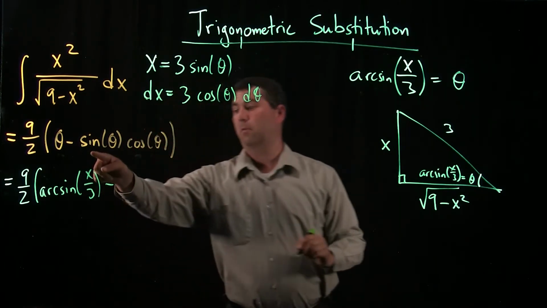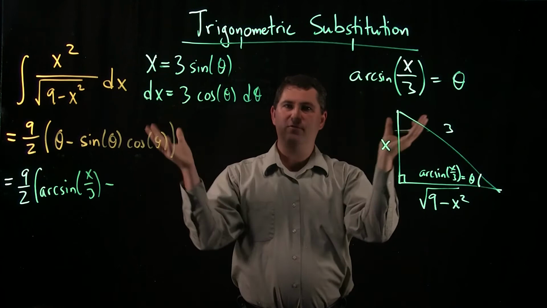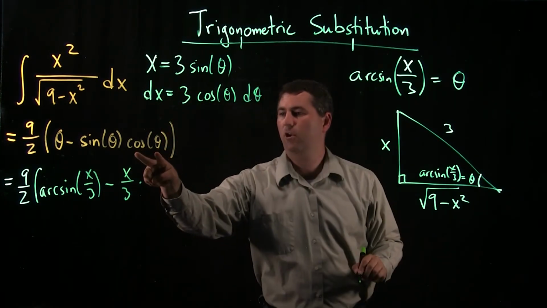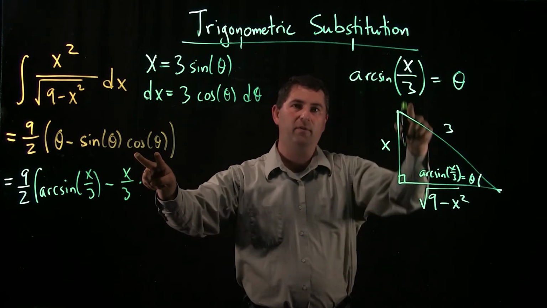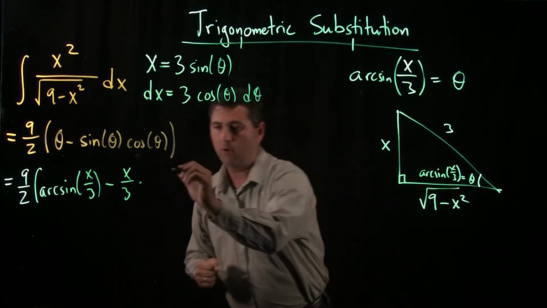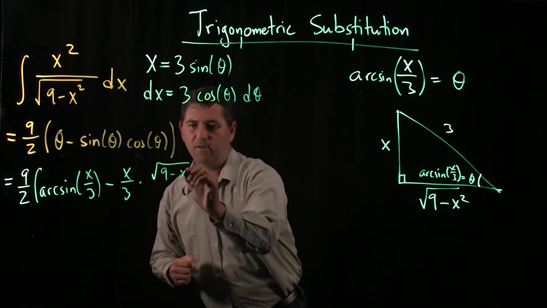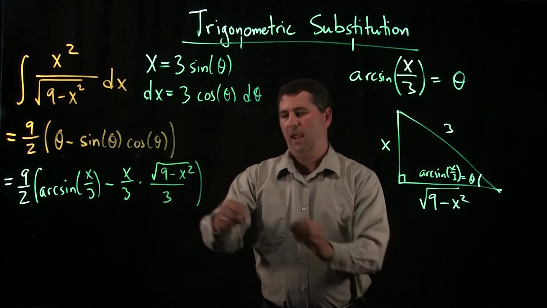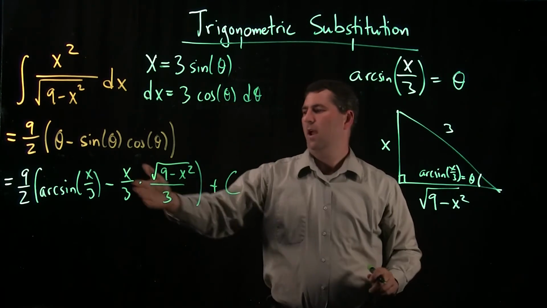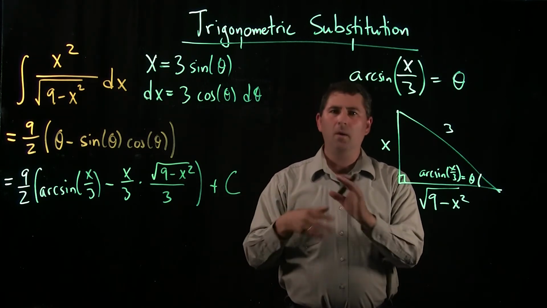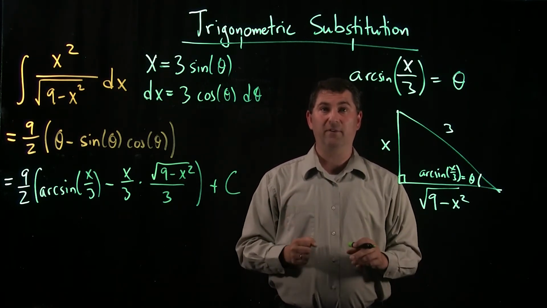Okay, minus, remember, sine of the arcsine. Hey, those just cancel. I get x over 3 times the cosine of the arcsine of x over 3, which again was the adjacent over the hypotenuse. So root 9 minus x squared over 3. Okay, and of course a constant of integration. It may be possible to multiply this 9 in and get rid of these denominators, but I'm not going to worry about that and those little details right now.